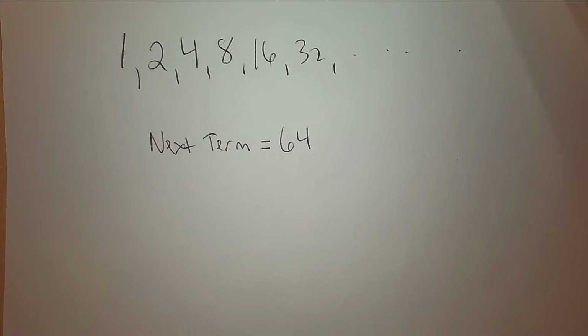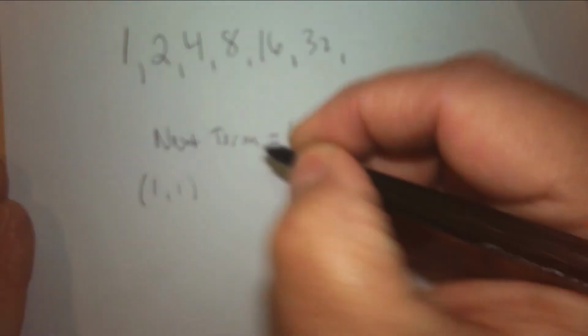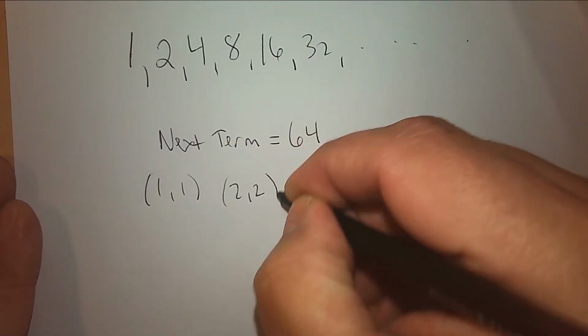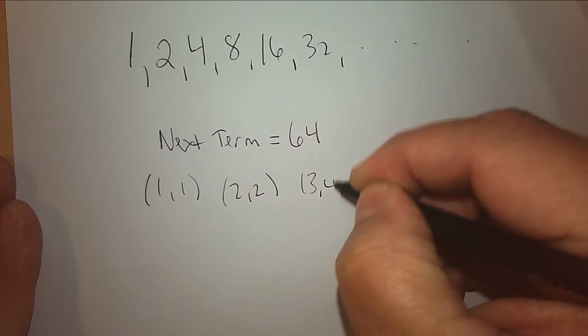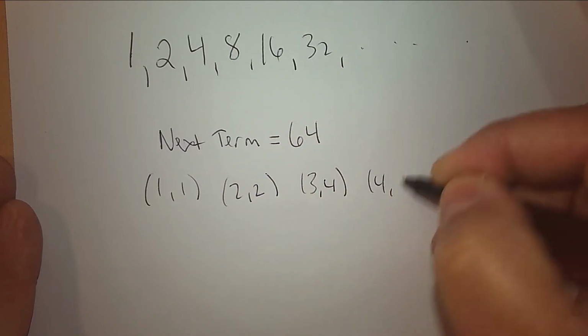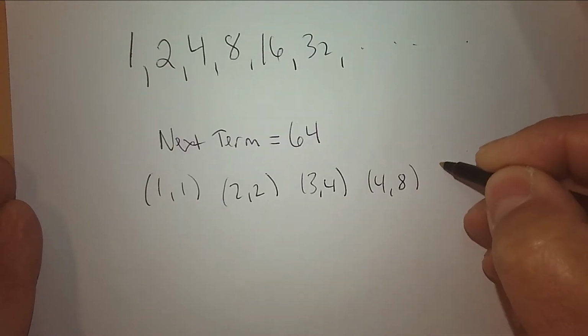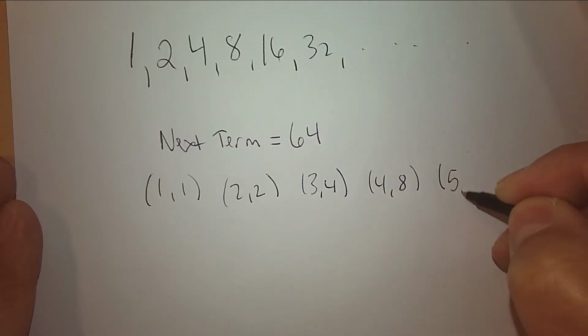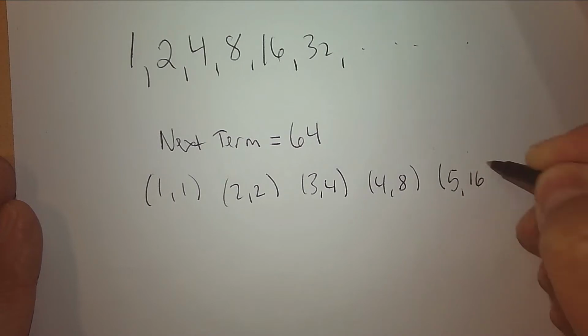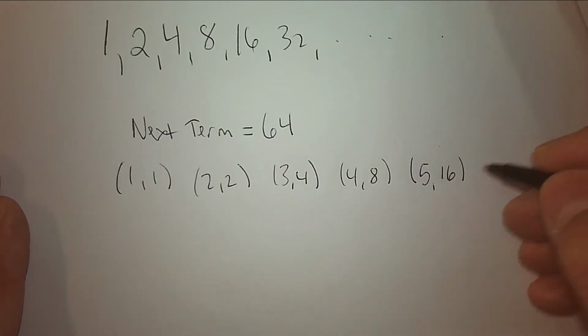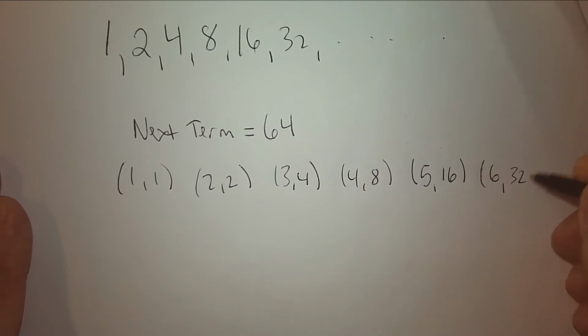I want to turn those into points. I want to plot them on Desmos and look at the curve. What do you think it is? It's not linear, so what's the curve describing? So let's try that. The first term is 1. The second term is 2. The third term is 4. The fourth term is 8. The fifth term is 16. And the sixth term is 32.